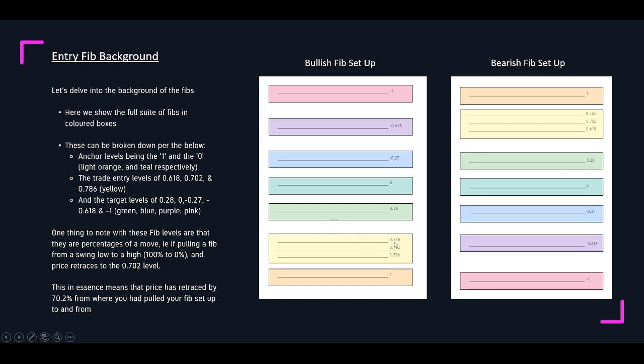You may ask why the 0.702. If you simply take 0.618 and 0.786 and meet in the middle, that is the 0.702 level. There's nothing sinister or magical behind it. It's just a mid-range point. Then we have the target levels of 0.28, 0, negative 0.27, negative 0.618, and negative 1. The fib levels are percentages of a move. We have these in decimal form here, but you have an option for percentages, where 1 would be 100%, 0 would be 0%, and if price fell back down from this level, you would find this level, for example, is a 70.2% retracement from the 0 level, and so on.